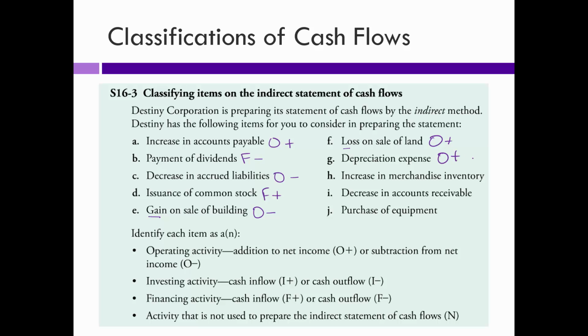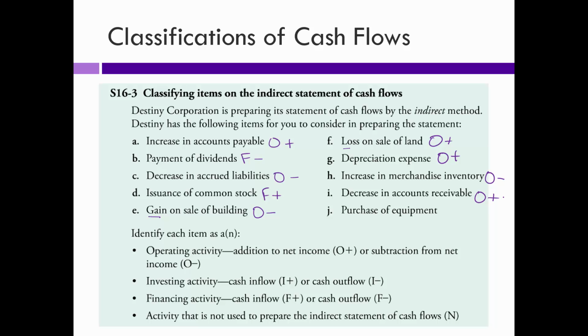Depreciation expense is always an addition to operating. Increase in merchandise inventory. Merchandise inventory is a current asset, so that's going to be under operating. And remember, with assets, they work the opposite. So this is an increase, and I need to decrease that here. Decrease in accounts receivable. Again, accounts receivable is a current asset. So current assets go under operating, and assets work in the opposite direction. Since this is a decrease, I'll add that back in.